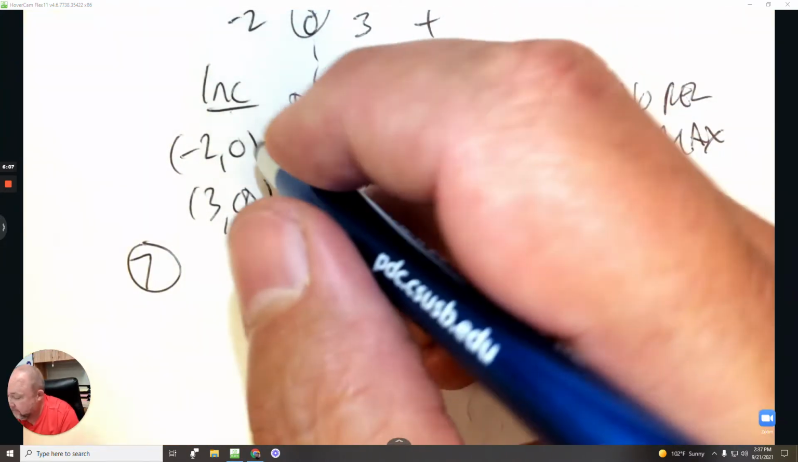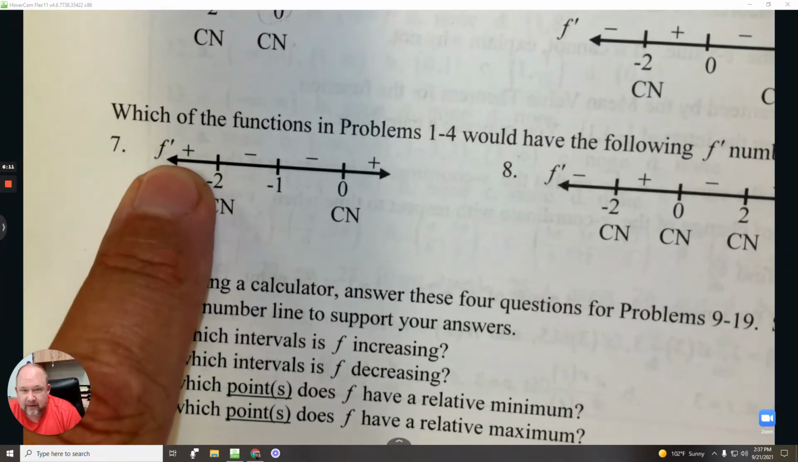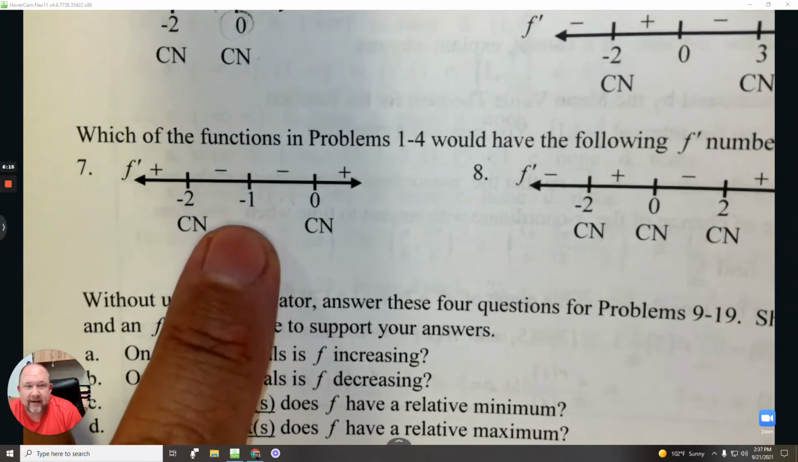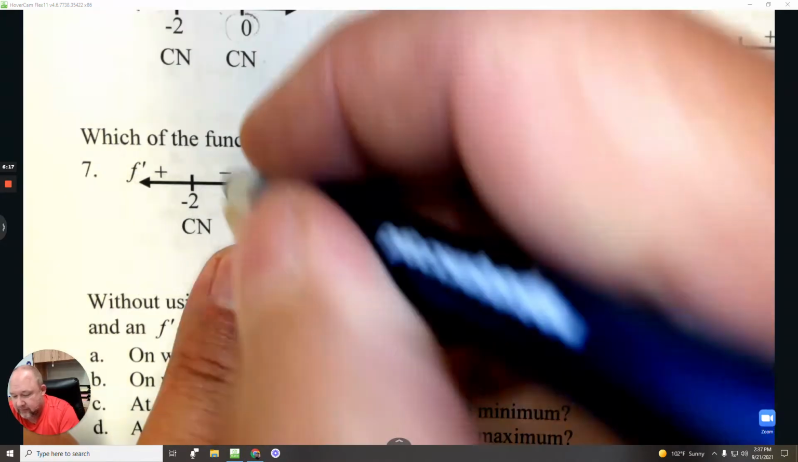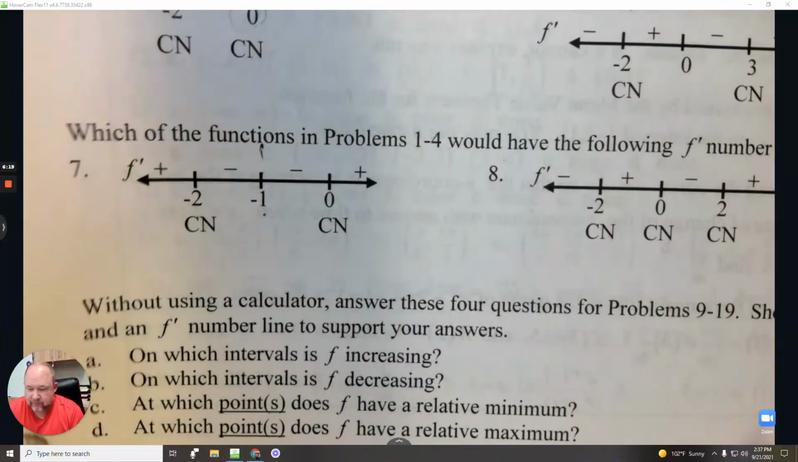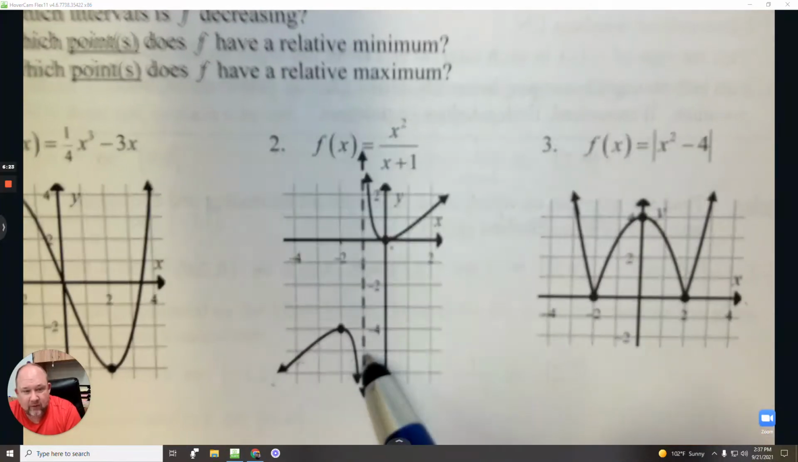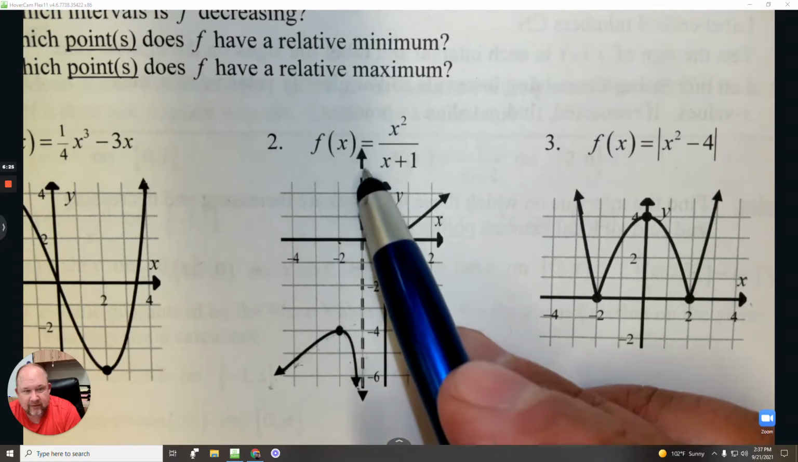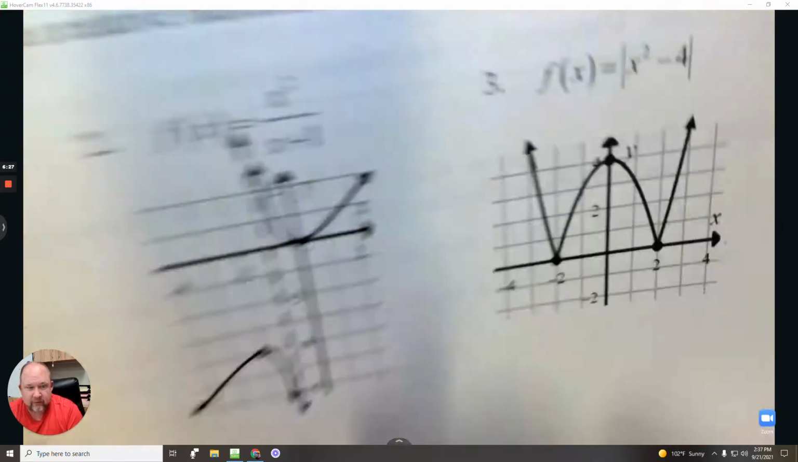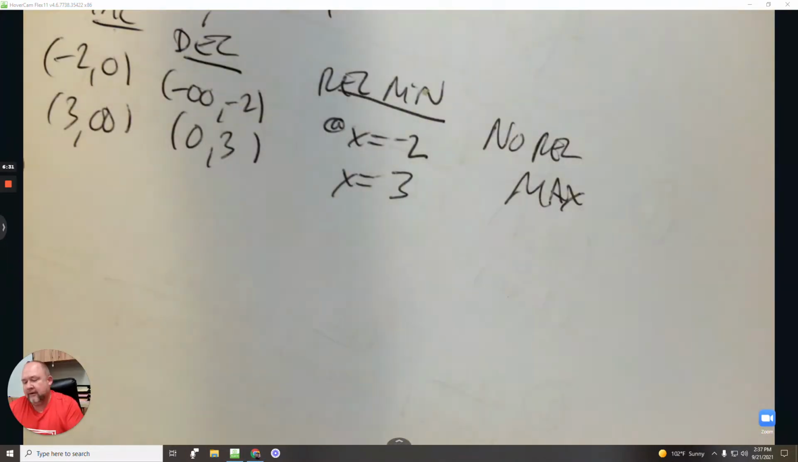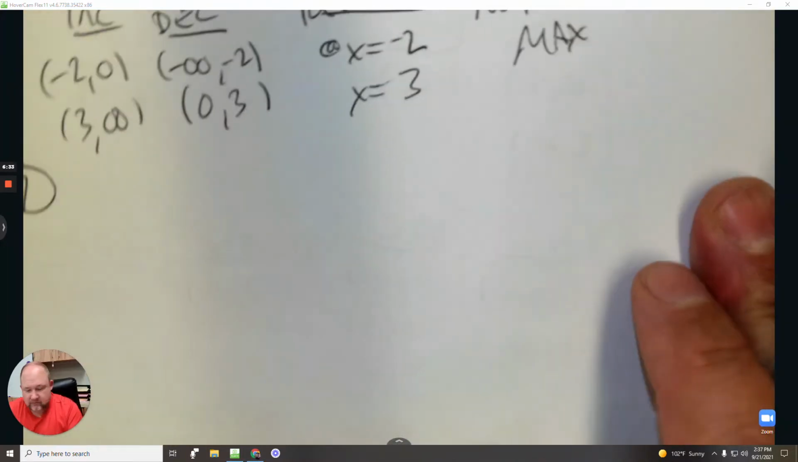Number 7. Which of the following problems from 1 to 4 match this? So increasing, decreasing, decreasing, increasing. And at negative 1 is not a critical number. So at negative 1 would be an asymptote. So if you look, negative 1 and it goes increasing, decreasing, decreasing, increasing. Which one matches that? Number 7 matched with, what number did I just look at? Number 2.